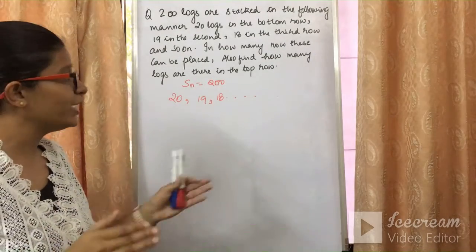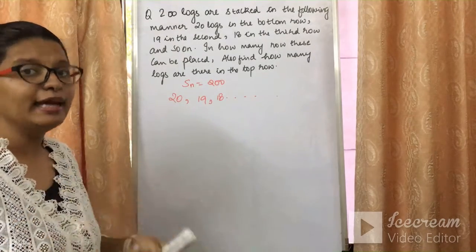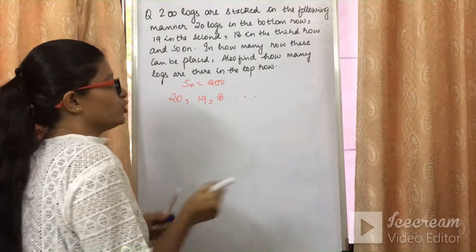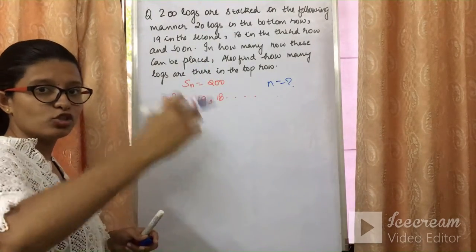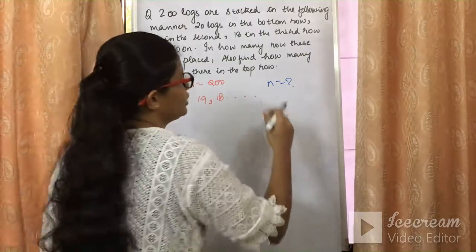तो कितनी rows में ये 200 logs place हो जाएंगे? We need to find that. तो in short what we need to find? N we need to find. कि कितनी rows में ये place हो जाएंगे? So the number of series we need to find.